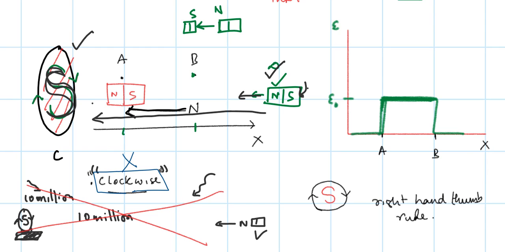So when you bring a north pole of the bar magnet or of any magnetic source towards a coil, the facing side will never ever have a south pole, but instead it must have a north pole polarity. The facing side of the coil must have a north pole polarity, which means, using the right hand thumb rule, the current in the coil must be anti-clockwise.